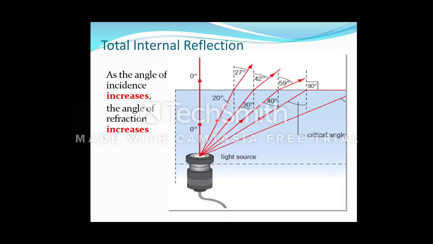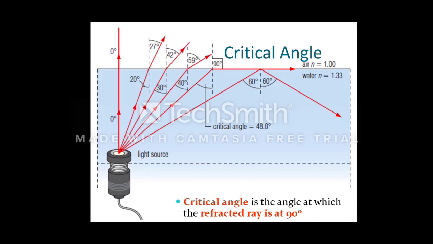Now what is total internal reflection? Let us consider a case. In the figure, consider a ray of light traveling from a denser medium to a rarer medium, say from glass to air. What will happen? As the angle of incidence increases, the angle of refraction will increase. At one stage, the angle of refraction becomes 90 degrees. The angle of incidence for which the angle of refraction is 90 degrees is known as the critical angle.